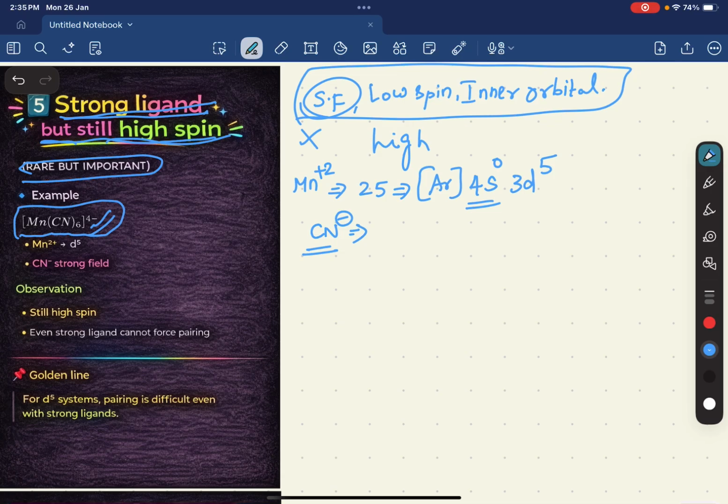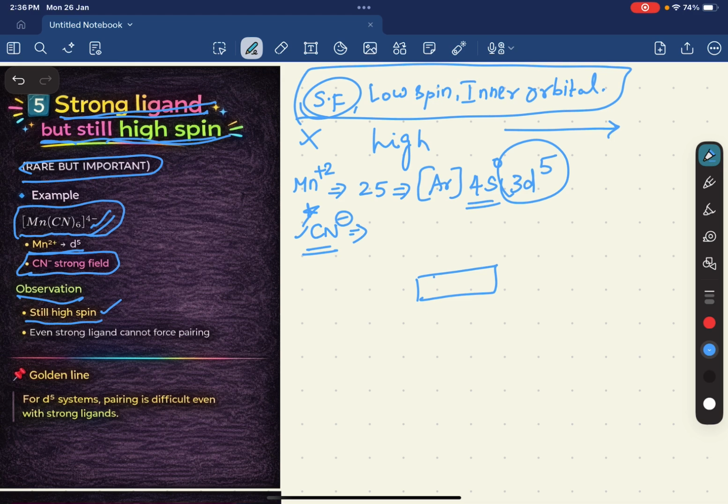Even further, there is a simple logic: from left to right, the strength of the ligand decreases. Anyhow, CN is a strong field ligand. So what happens here? These 5 electrons would start pairing against Hund's rule because of the nature of CN. That is the general way of understanding, but here that won't occur. The reason for this is the d5 configuration. Even with a strong field ligand, it still comes under high spin only. That means the pairing is not going to take place.